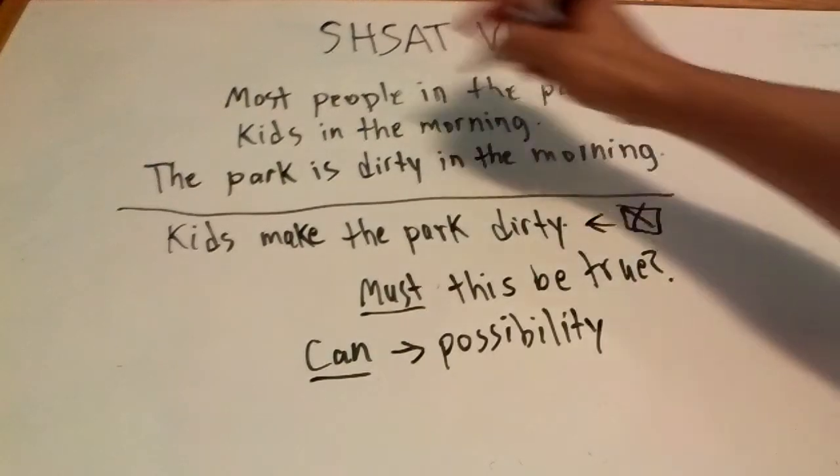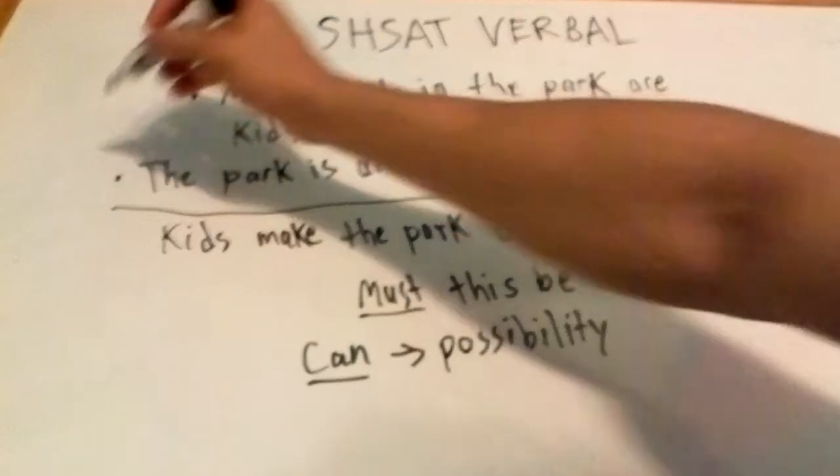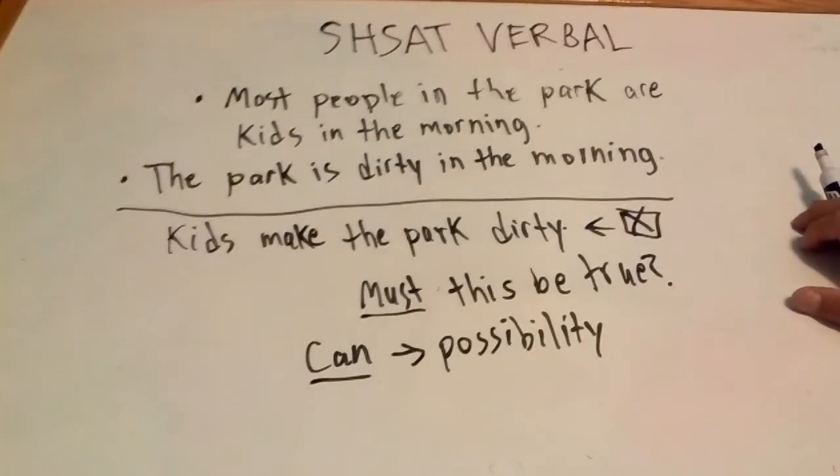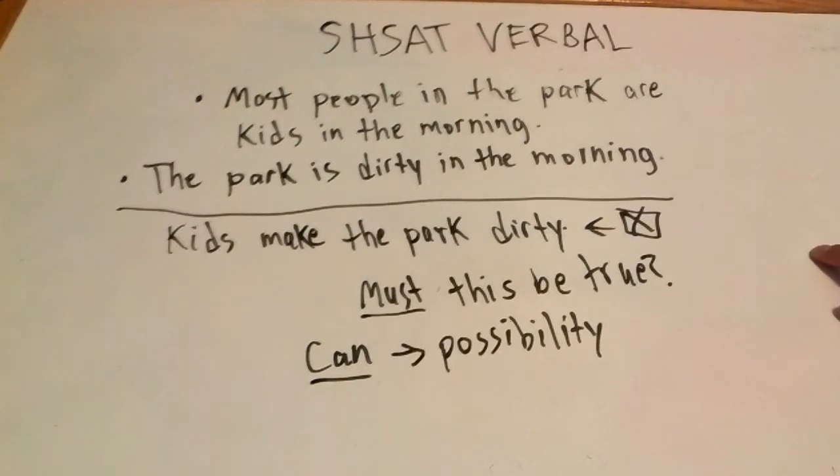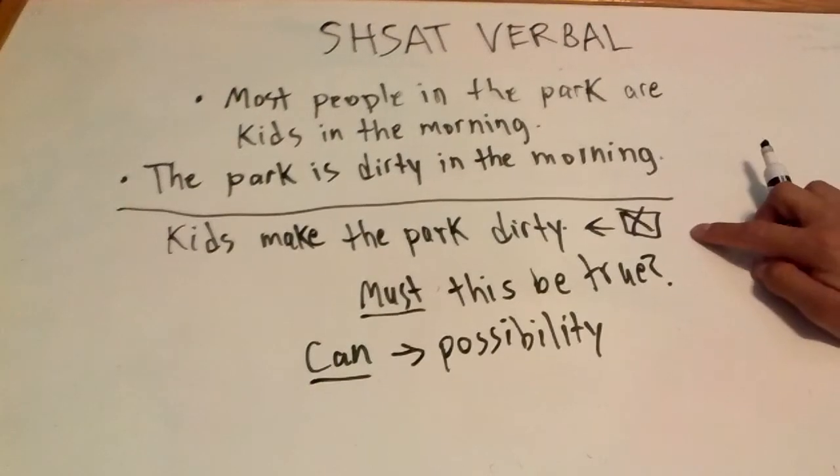If you say most kids, here, look, we have 1 and 2. Alright, most people in the park are kids in the morning. And then that second premise says the park is dirty in the morning. Therefore, I conclude that kids make the park dirty. I would say that's wrong.